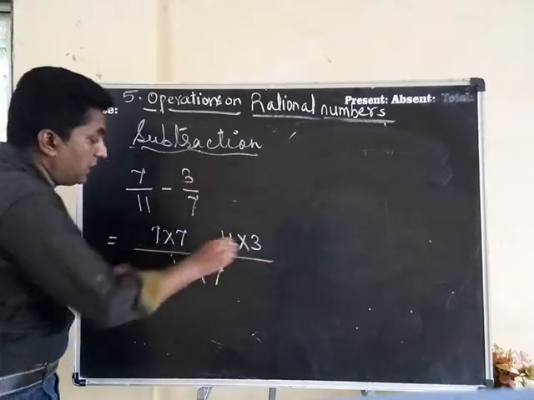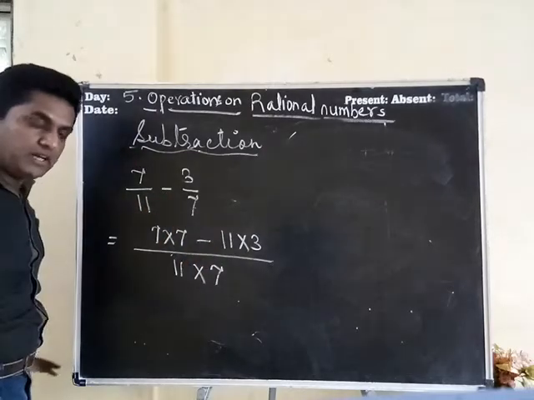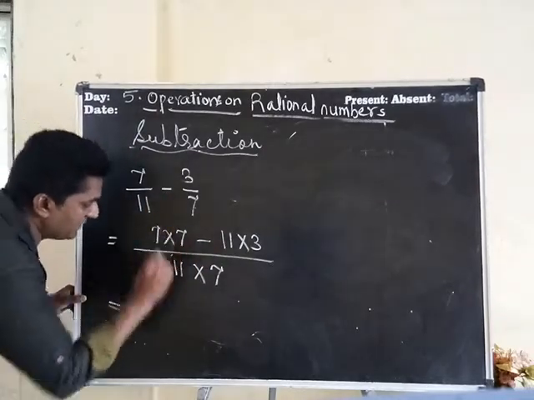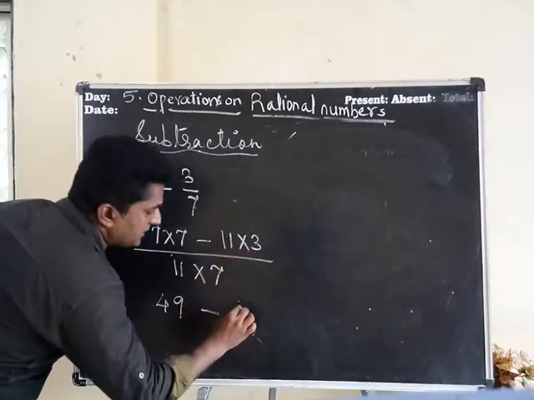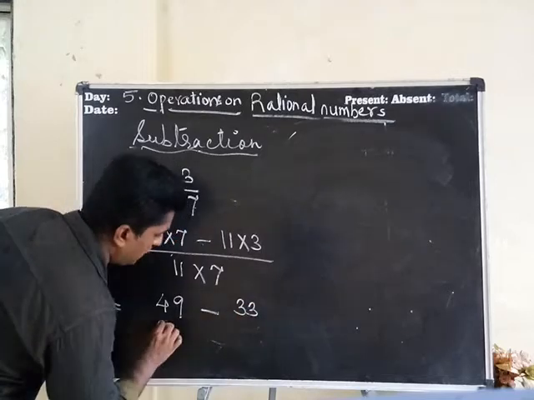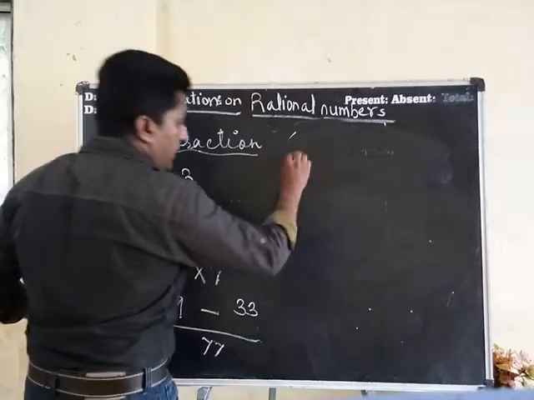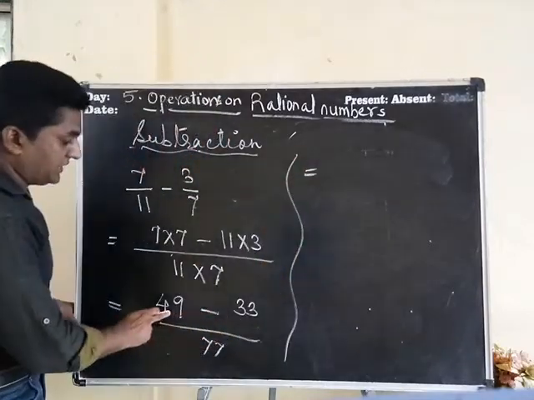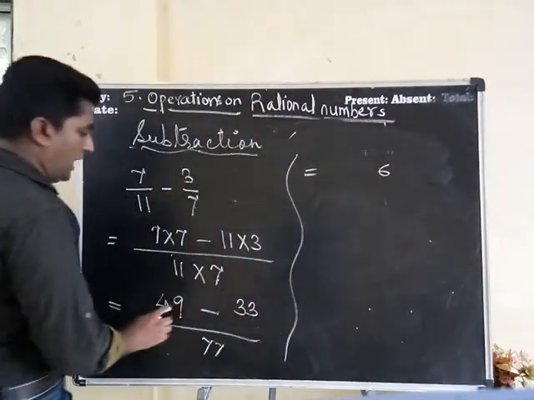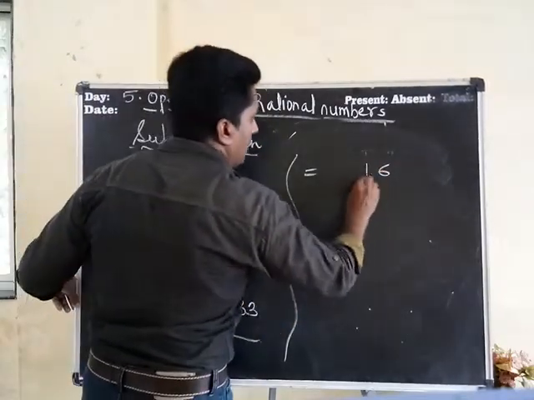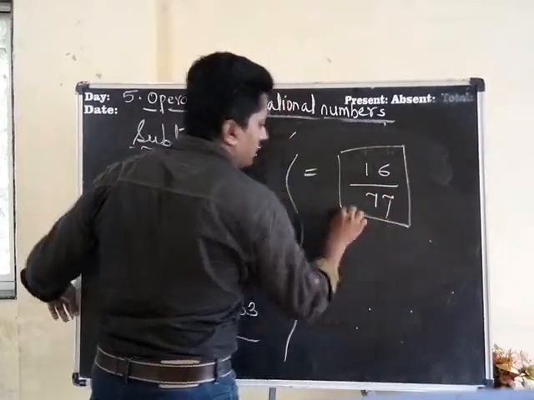11 and 3 here. In between which sign will come? Which sign is here? Minus. So minus will come. Okay. Is equal to 7 7s are 49 minus 11 3s are 33 and whole upon 11 7s are 77. What is your final answer then? Is equal to 49 minus 33. So 9 minus 3 must be 6 and 4 minus 3 must be 1, and that is how much? 16 upon 77. This is your final answer.